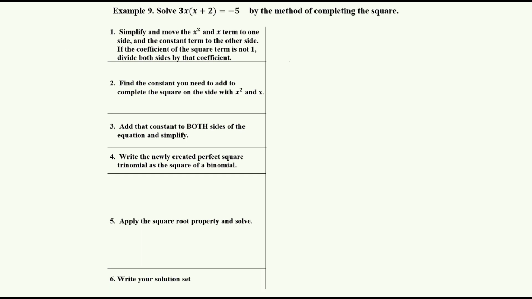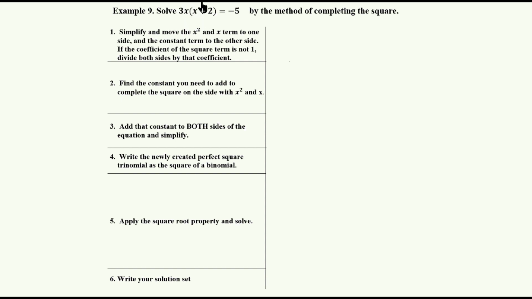Let's go ahead and take a look at this problem, which looks slightly different from the others. I would definitely recommend that you try it on your own first. Okay, I'm assuming you did. Welcome back. Notice that here we do have a little bit of simplifying we need to take care of.